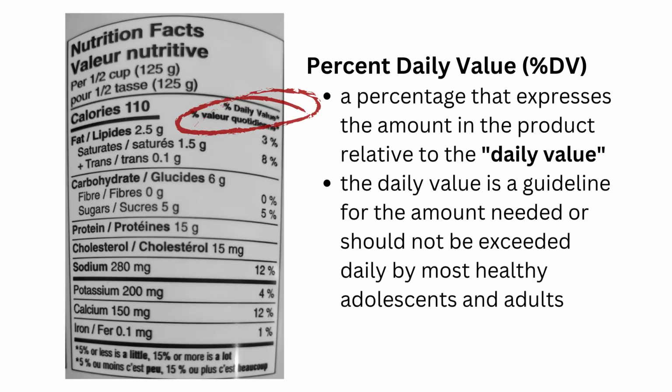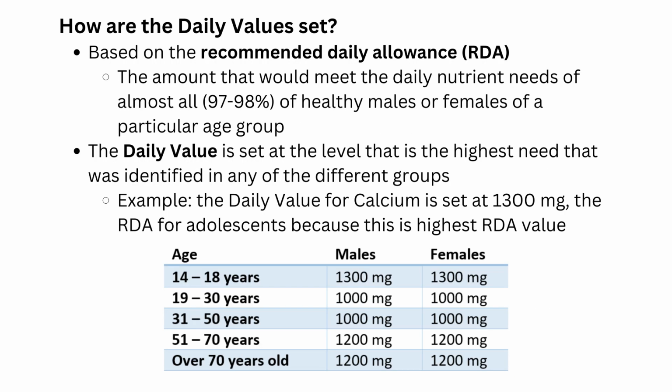Now let's take a closer look at the percent daily values. They're a percentage, which means that it is based off of an actual number, specifically the RDA, or the recommended daily allowance, for the nutrients that have the percent daily value listed. The recommended daily allowance were determined through scientific studies on groups of people from different age ranges and male or female. And this is because people of different ages and different sexes have different nutrient needs.